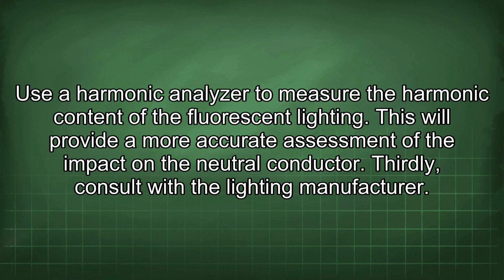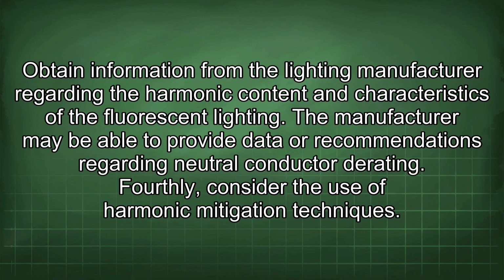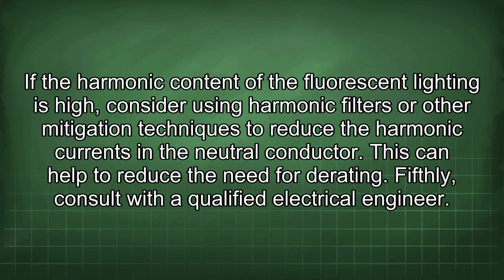Thirdly, consult with the lighting manufacturer. Obtain information from the lighting manufacturer regarding the harmonic content and characteristics of the fluorescent lighting. The manufacturer may be able to provide data or recommendations regarding neutral conductor derating. Fourthly, consider the use of harmonic mitigation techniques. If the harmonic content of the fluorescent lighting is high, consider using harmonic filters or other mitigation techniques to reduce the harmonic currents in the neutral conductor. This can help to reduce the need for derating.